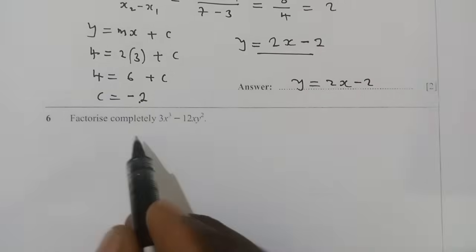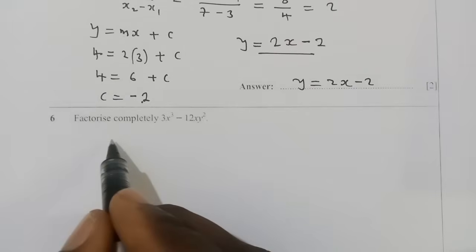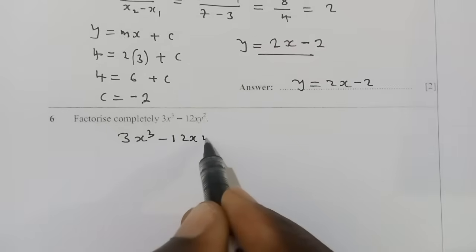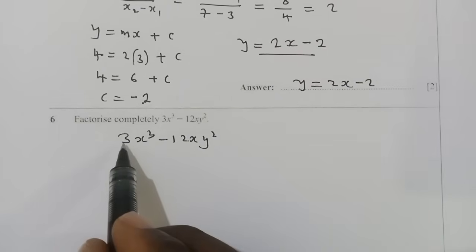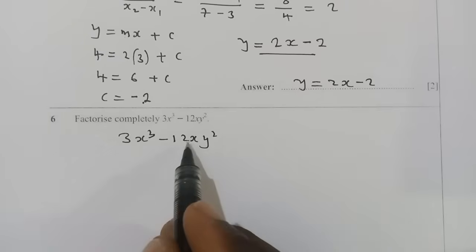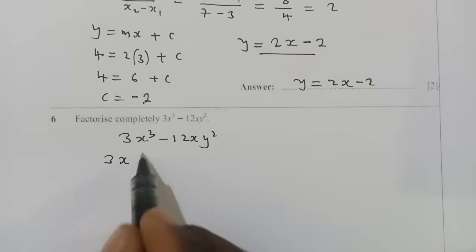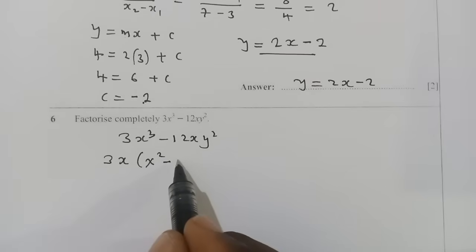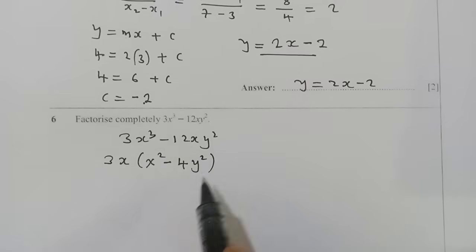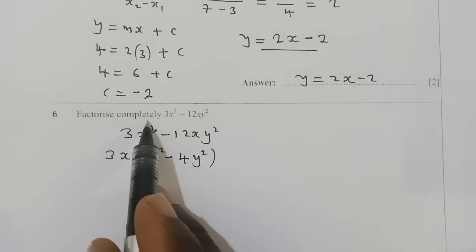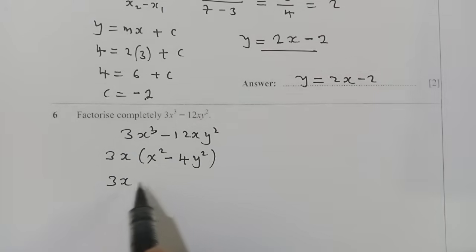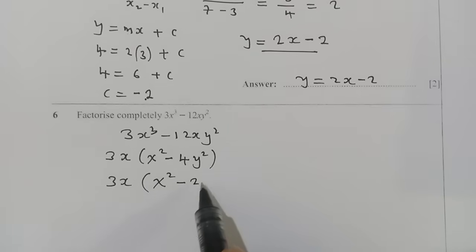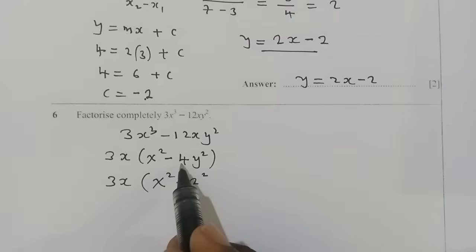Our next question right here, we first need to copy our stuff so that we understand nicely what we're supposed to do. 3x is common, so it can be factored out. We'll remain with x squared here. Right here we'll remain with the 4y squared. They said completely, so we are not done yet. So we can say x squared minus 2 squared. This and this are just the same.